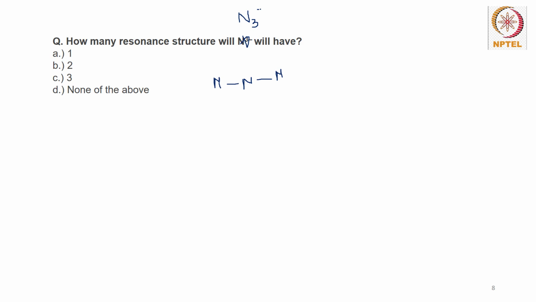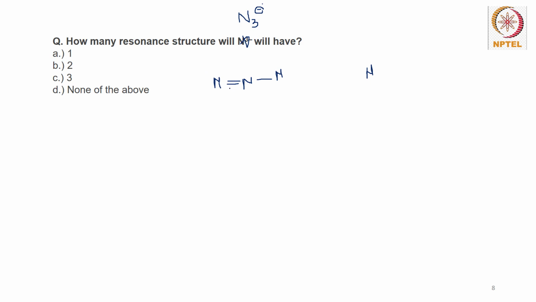N3 minus. Obviously, N3 minus will be like normal nitrogen, so it will be N subscript N3 minus. So this type of structure. How will you show the resonating structure?